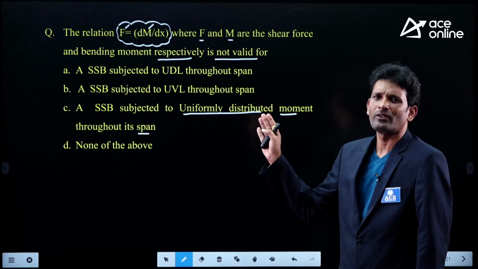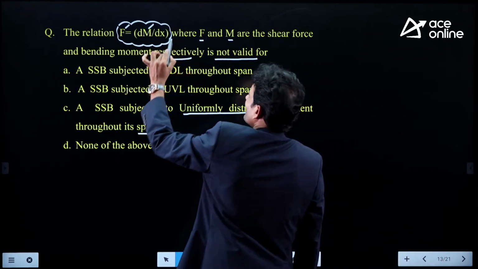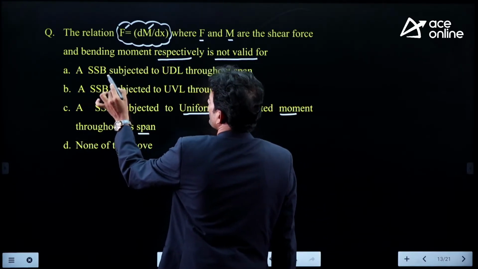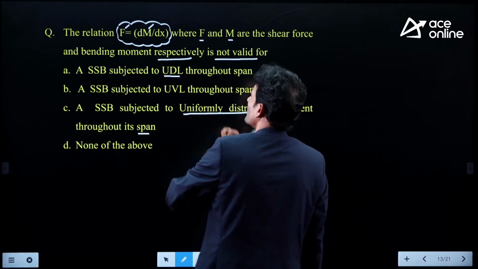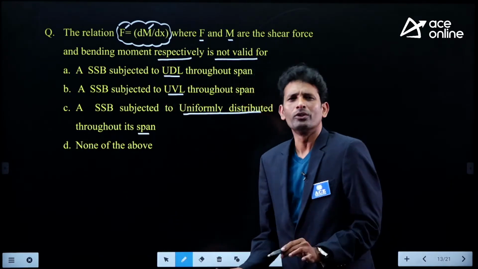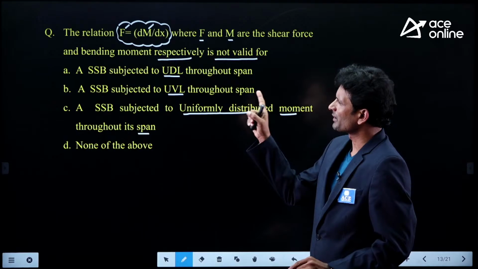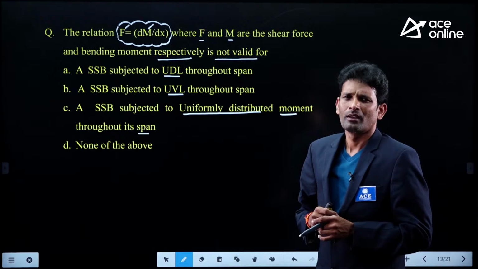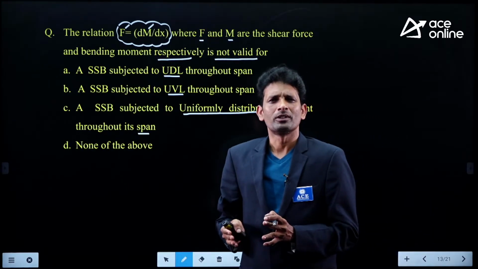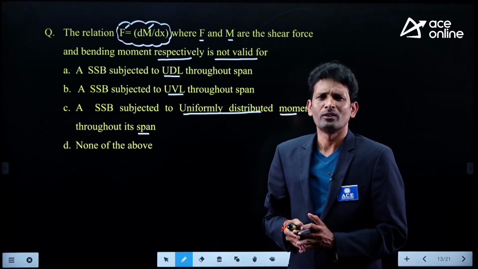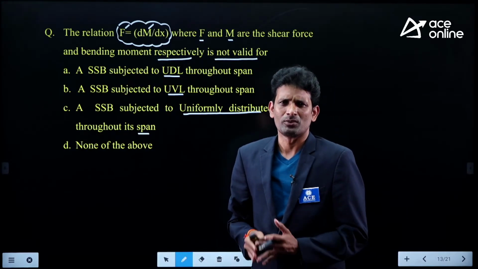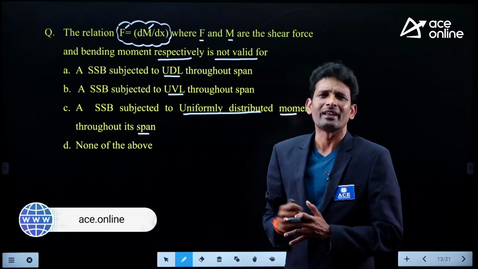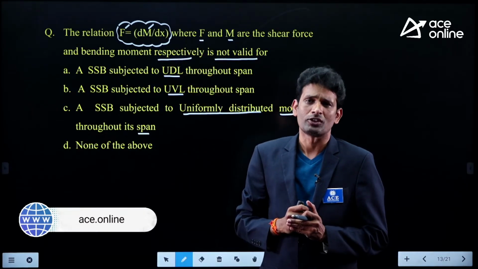When we derived these relations, one thing we observed is that these relations are valid for a beam subjected to UDL as well as UVL. As I told you, the relations were derived for continuously distributed loading conditions. Maybe it is a uniformly distributed load, a uniformly varying load, or a sinusoidal loading condition, whatever it may be. The relation is derived for that continuously distributed loading condition.